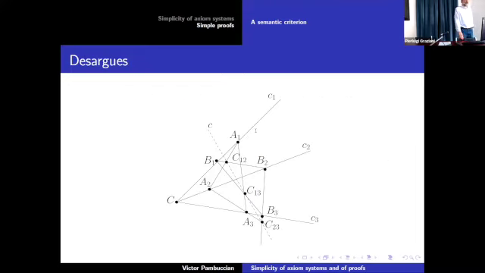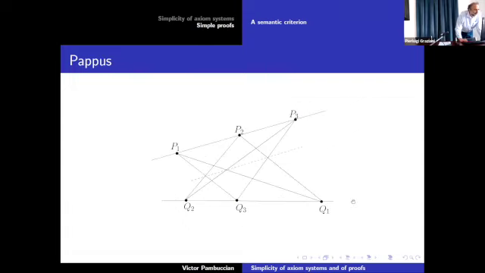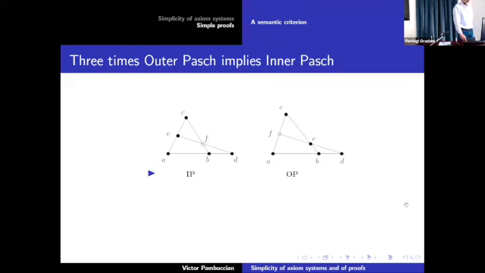Here is Desargues. You have 2 triangles, the A triangle, A1, A2, A3, and the B triangle, B1, B2, B3. If you join the A's and the B's, then you get that these 3 lines are concurrent. Now you look at the intersections of these corresponding sides. You get these C points. What Desargues says is that these C points lie on a line. And then you have Pappus, which says something similar, that if you have these 3 and you join them like in the picture, then these 3 intersection points are also on a line.